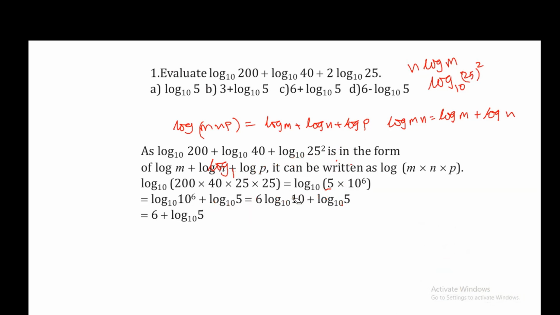Now we will deal here. See here, log M plus log N plus log P can be written as log MNP: 200 into 40 into 25 into 25, log base 10. By multiplying all those things, we are getting 5 into 10 power 6. So log base 10 of 10 power 6 plus log base 10 of 5. Here, log of 10 base 10 we can write as 1. So here again we are using the formula n log M, that is log M power n.